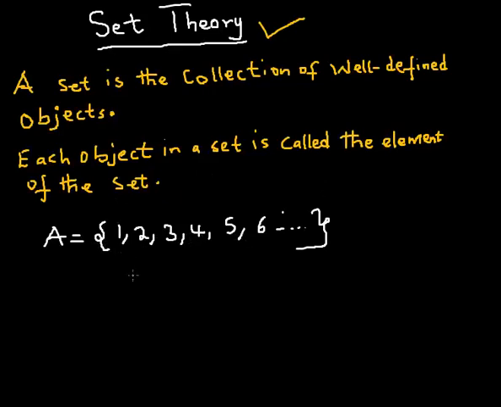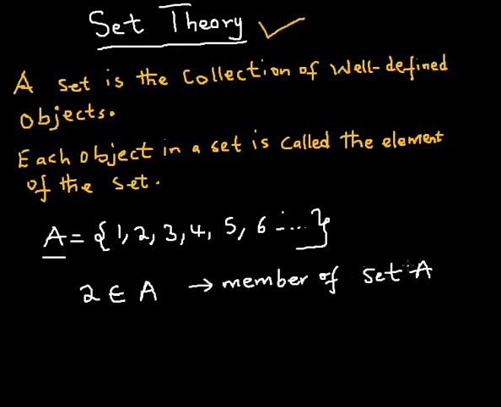Apart from calling it an element, you can also call it a member. For example, if I say that 2 is an element of this set, I will write it this way: 2 is a member of set A. So 2 is a member of set A, or an element of set A. This is how we represent a member of a set. I hope that is well understood.